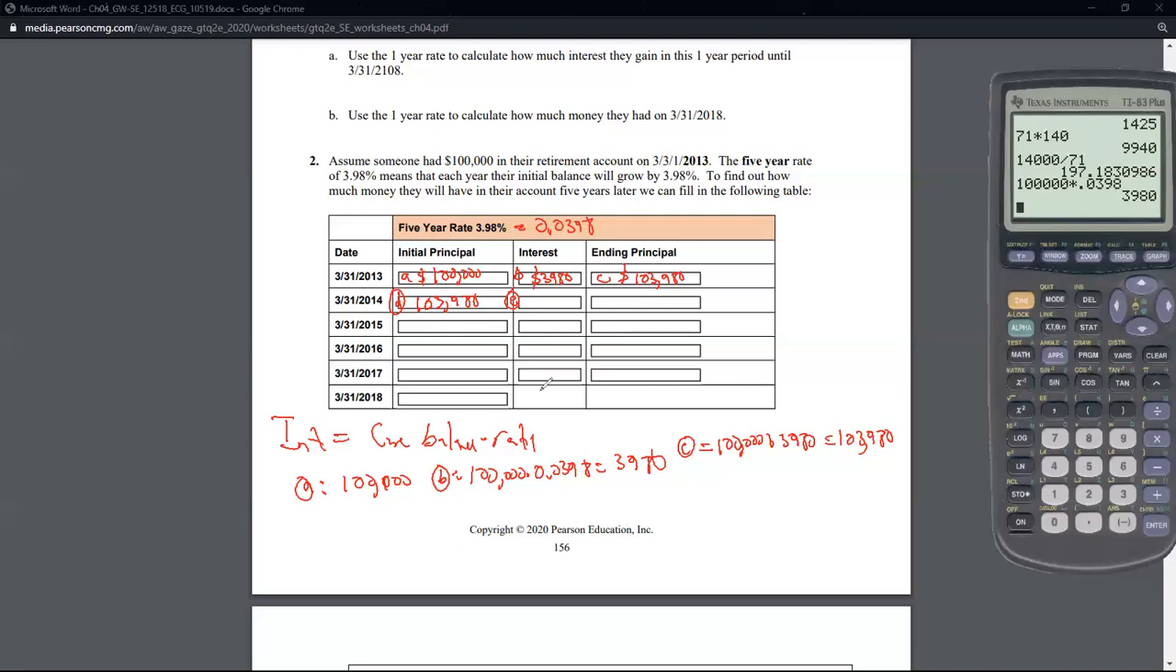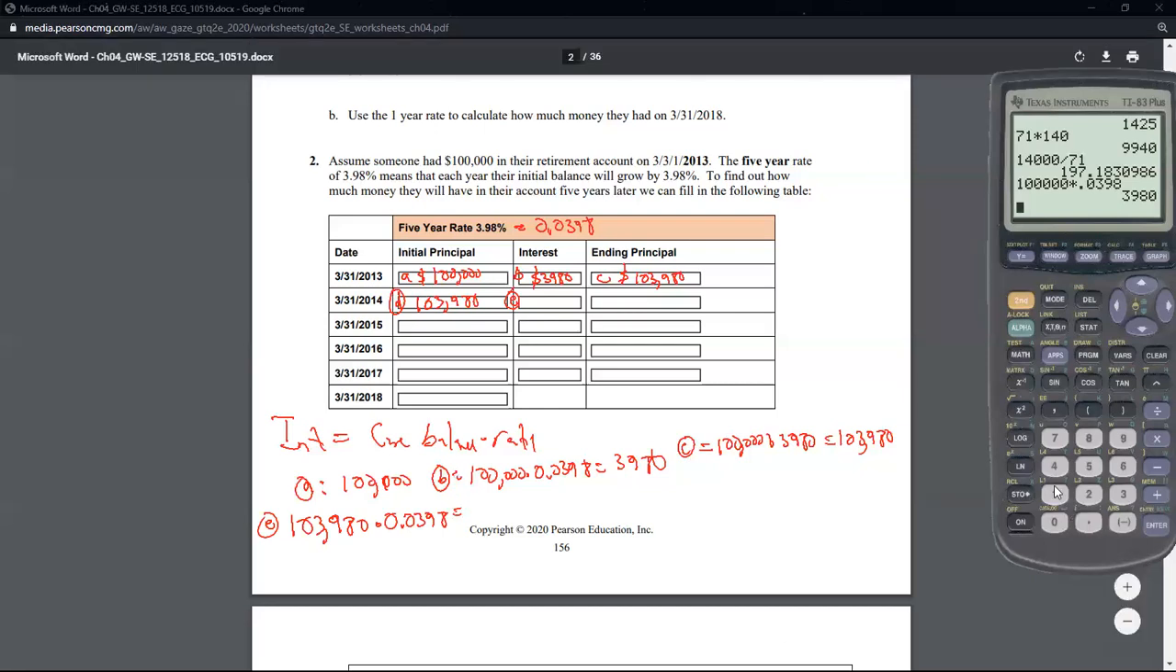And as we progress through these, we're going to notice there are going to be decimal places. Let's just keep our money rounded to the nearest cent, because that's how we round money, generally speaking, unless told otherwise. So for block E, we're going to take not $100,000, it's the current balance. We have $103,980 times our interest rate of 0.0398. So let me go off of annotate.